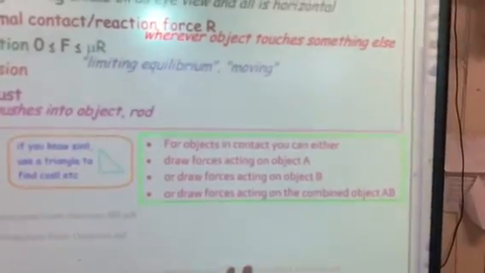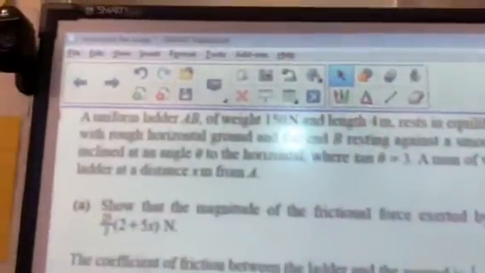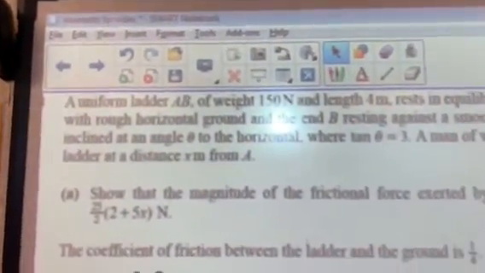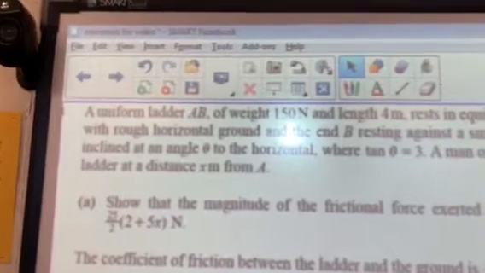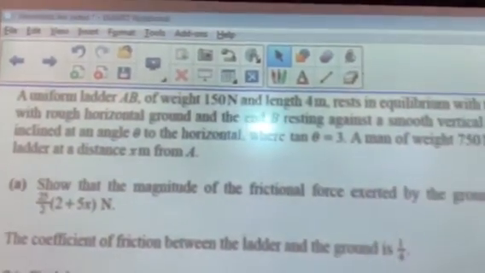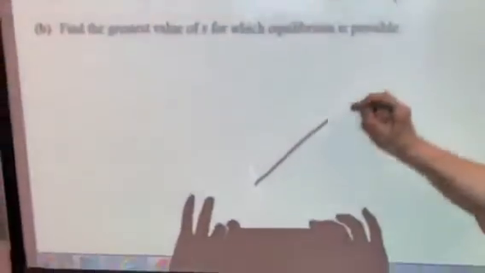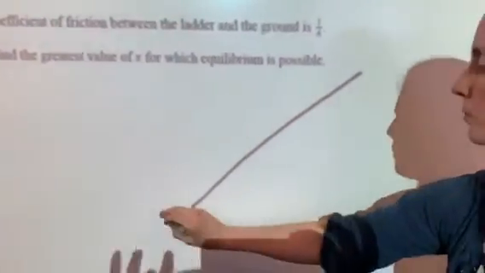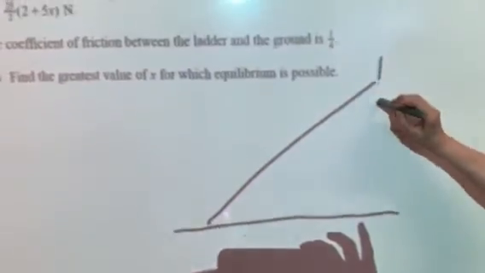Right, so we'll have a go at an example. This is a classic, our lovely ladder. So we have a uniform ladder. So if it's uniform, we know the weight's going to act in the middle. So let me draw the ladder first of all. So here's my ladder. Okay, and I'm going to have a floor and a wall.